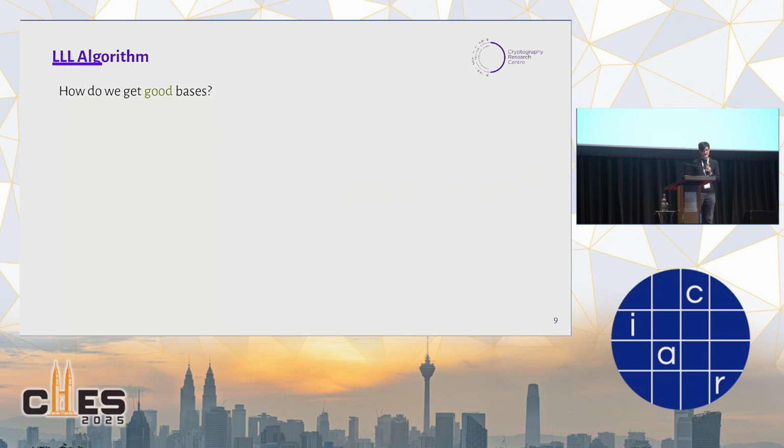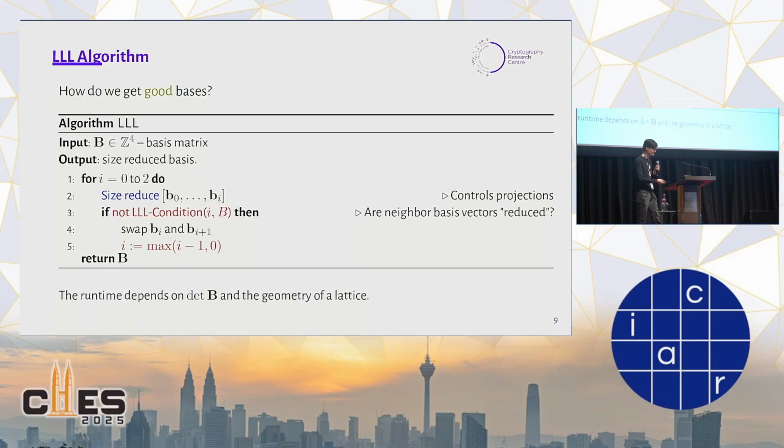So how do we get good bases out of bad ones in the first place? We may utilize the celebrated LLL algorithm. LLL stands for Lenstra, Lenstra, Lovász, and it was introduced in the early 80s. So how does it proceed?